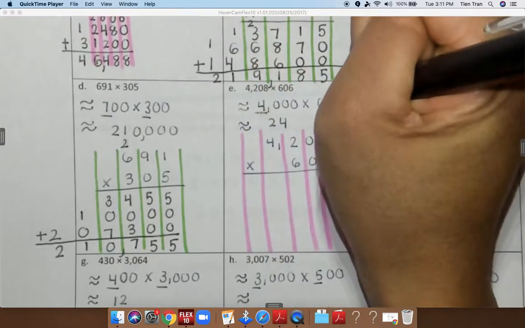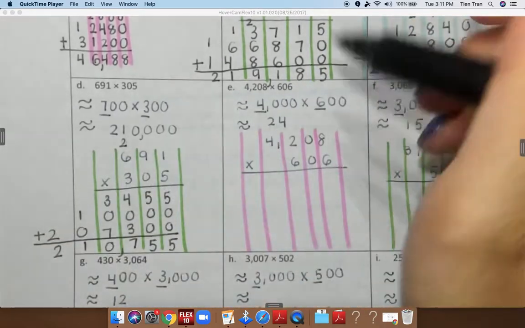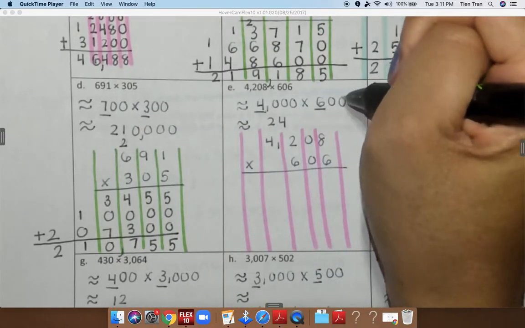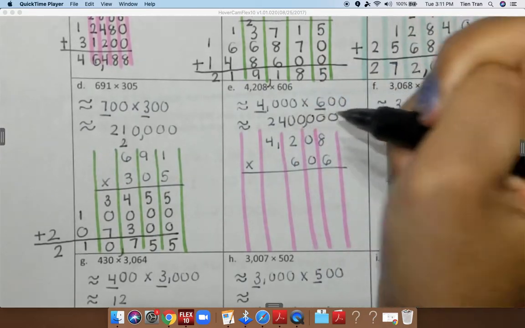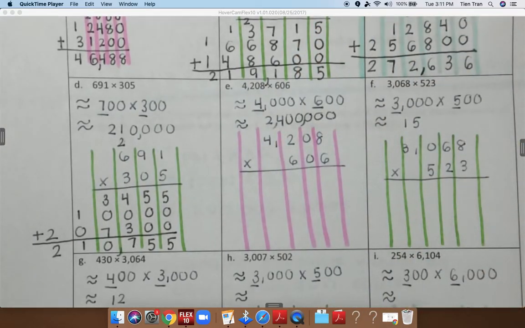I'm multiplying 4 times 6, which gives me 24. And there's 1, 2, 3, 4, 5 zeros at the end. So my answer should be approximately 2,400,000. So we're going to see if that's true.